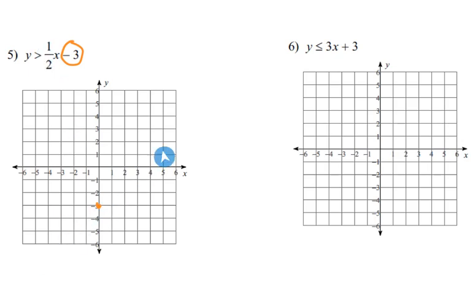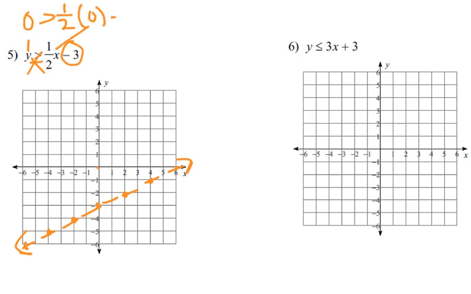Positive slope, so I know it's going in this direction. So I go up and to the right: up 1 to the right 2, or down 1 to the left 2. There's no equal to, so I know it's dashed or dotted.